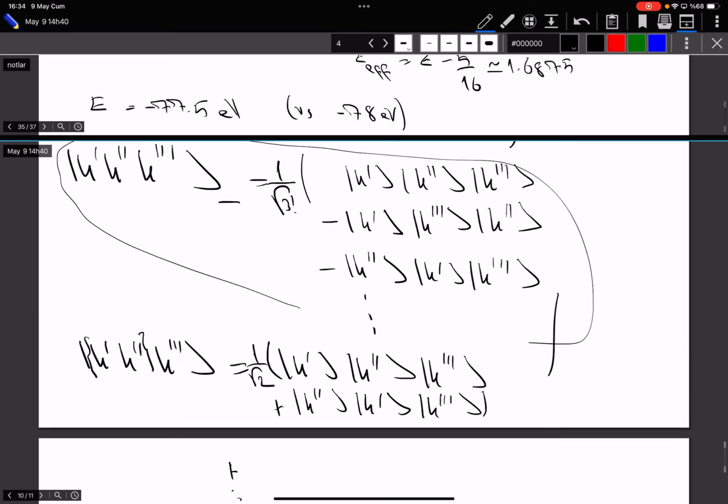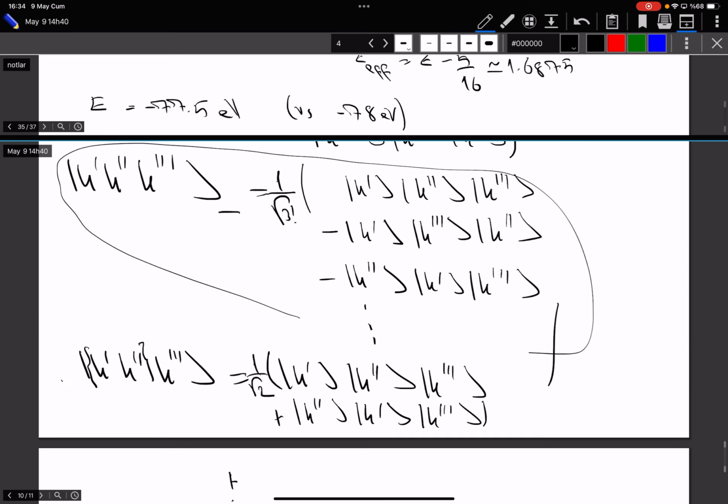So what happens here is, for example, you have this state, which is symmetric under the exchange of first two. You multiply it with a spin wave function that is anti-symmetric under the exchange of first two. So you have symmetric, anti-symmetric. If you multiply, you get something that is anti-symmetric under the exchange of first two. Then you have a symmetric wave function in space and the anti-symmetric wave function in spin. You multiply them again, you get a wave function that is anti-symmetric under the exchange of first two.